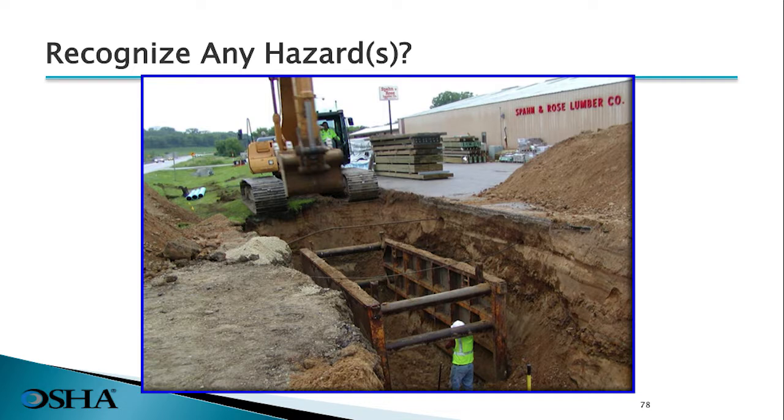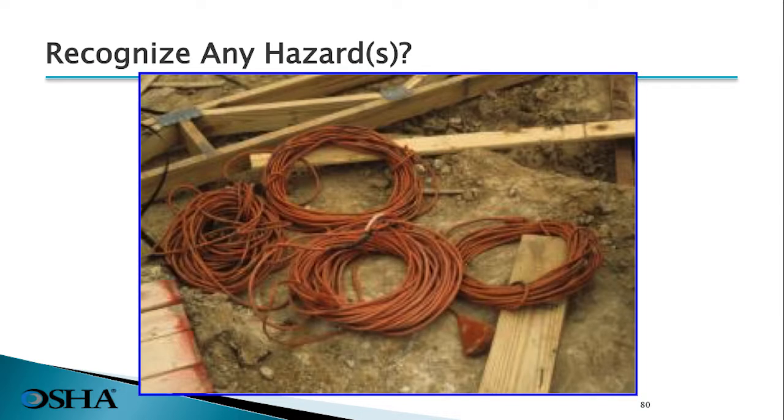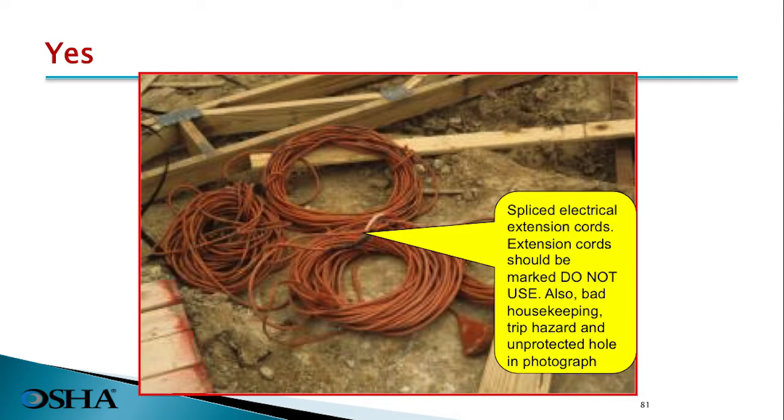If this is your job site, can you recognize any hazards? In this trench, we have crossing electrical lines that must be supported, protected, or removed to safeguard the workers working inside the trench. On this job site, can you recognize any hazards? Here we have spliced electrical extension cords. They should be marked "Do Not Use." In addition, they're creating a slip, trip, and fall hazard.